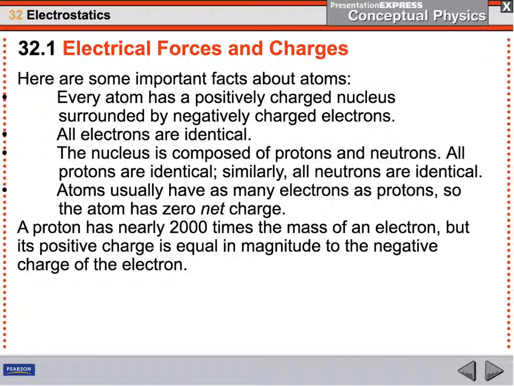Atoms usually have as many electrons as protons, so the atom has zero net charge. A proton has nearly 2,000 times the mass of an electron, but its positive charge is equal in magnitude to the negative charge of the electron. So protons are a lot bigger than electrons, but their charges are the same.